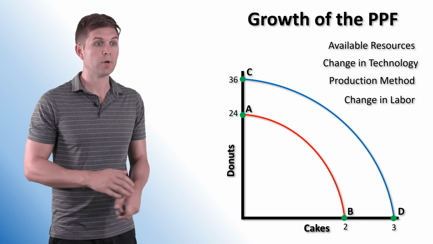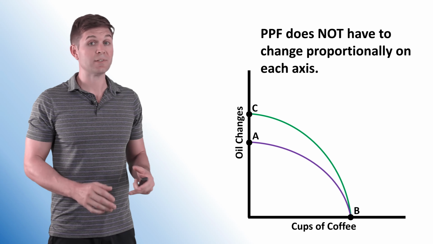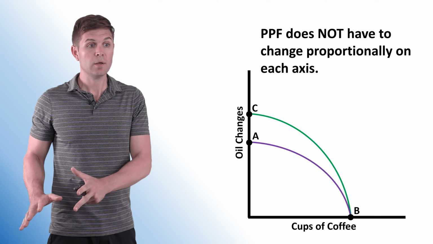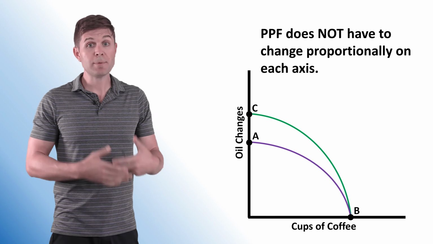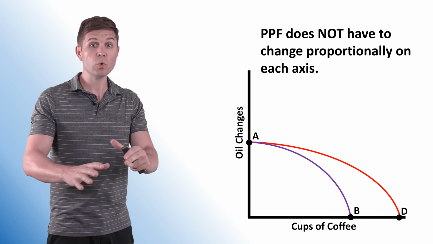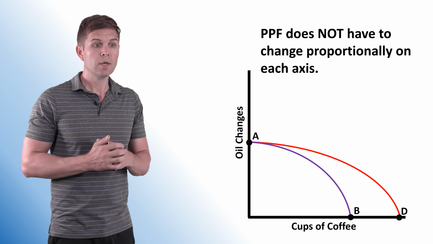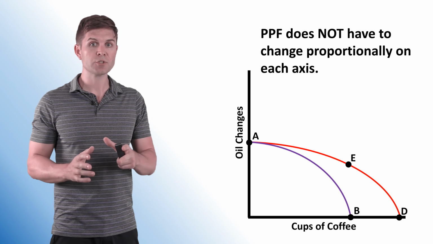So in the situation where we had oil changes and cups of coffee as the tasks, maybe they got a better mechanic to do oil changes. Maybe they got a new machine for oil changes. That's not going to help coffee at all. So it's only going to shift outward the possibility of oil changes. Maybe they bought a new coffee machine. That would shift out only the axis on the cups of coffee. But regardless of which one is shifting, there are new points of production that are able to be achieved.